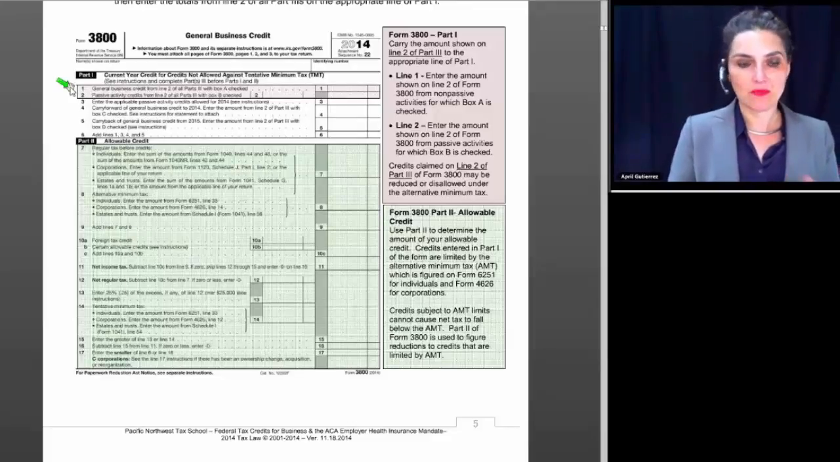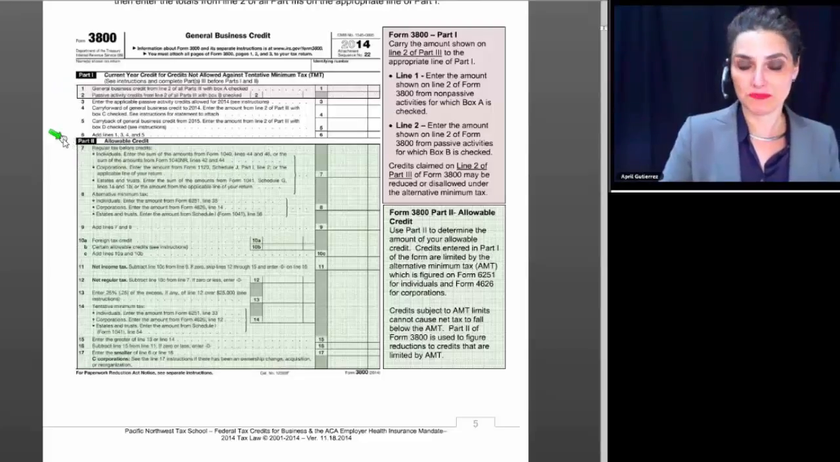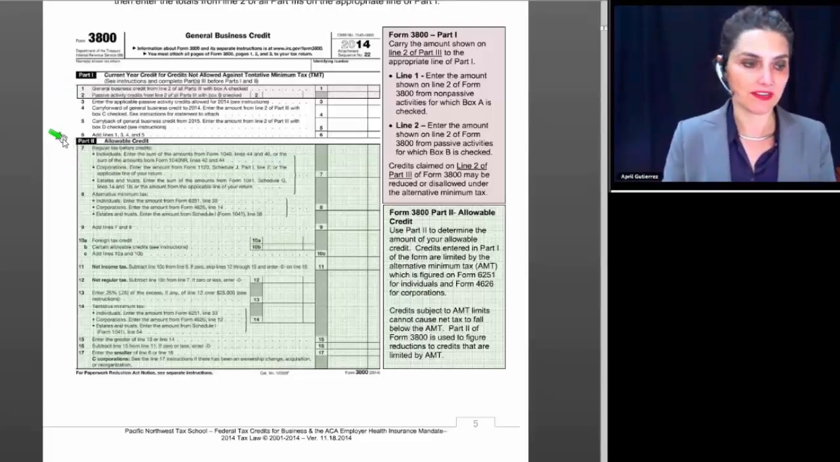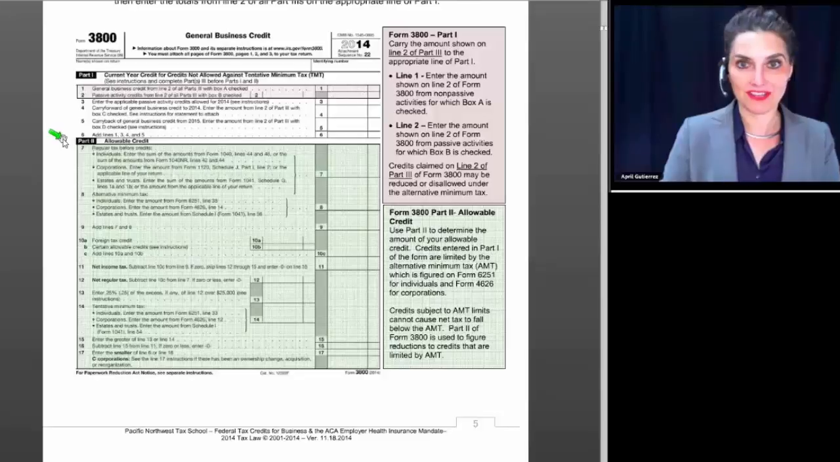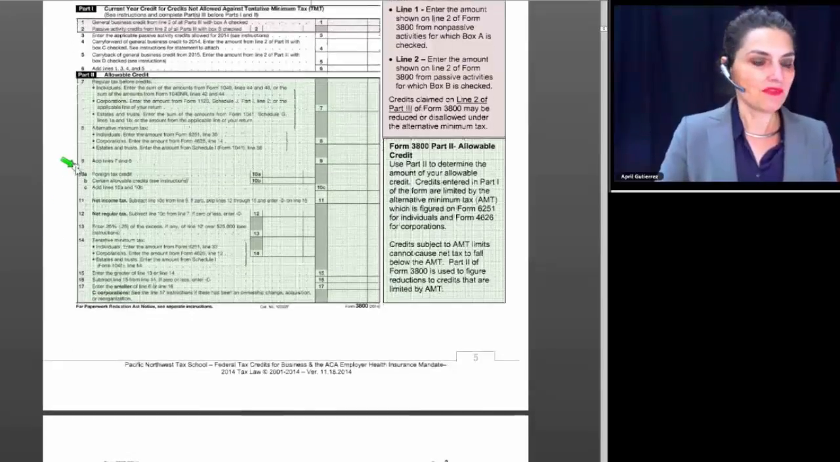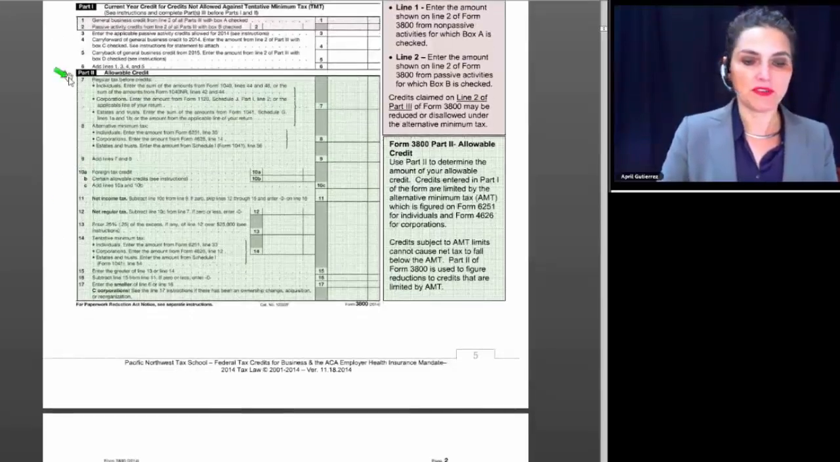And the line 1 or line 2 is going to indicate whether that credit is due to a passive or a non-passive activity. And it has to, of course, appear in a certain part of Form 3800 to get entered in Part 1 at all. I'll show you that in just a second. We then move on to Part 2, which is where we figure the allowable credit.